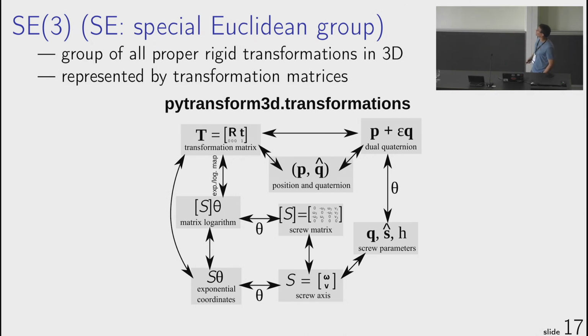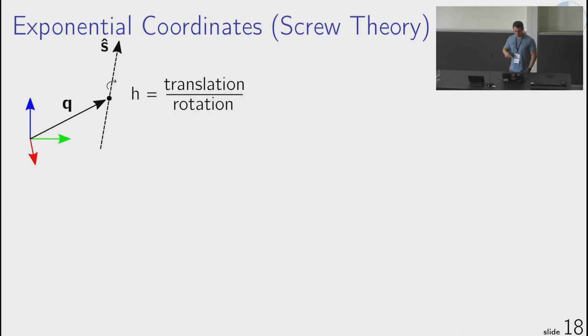Usually we use transformation matrices to represent poses, but for this application, we'll go more into the direction of exponential coordinates, which is a more convenient representation in this case. Exponential coordinates are 6-dimensional vectors, and I'll quickly give you a short introduction to screw theory here. So the basic idea is a mechanical screw. When you turn it, this results in a translation and a rotation at the same time. So how do we frame it mathematically?